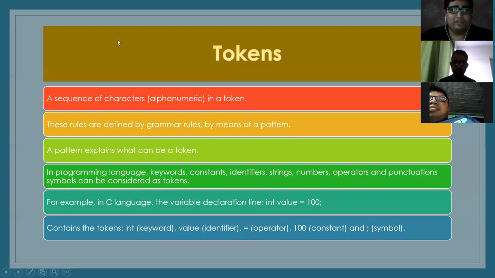Here are the tokens. What is a token? A token is like a pattern, rules, and characters, like alphanumeric.